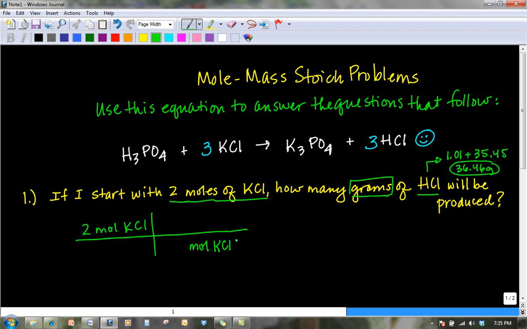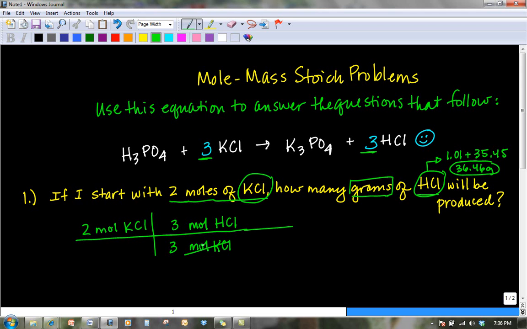And now, I'm starting with potassium chloride, but I want to end up with a totally different compound, HCl. Well, to do that, I need to use the mole ratio. So I know that 3 moles of potassium chloride are equal to 3 moles of HCl. So in this case, we're not putting a 1 next to the moles of KCl. You always have to come up and double check what the coefficient is in the equation.